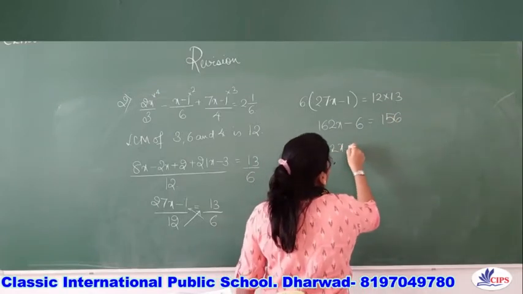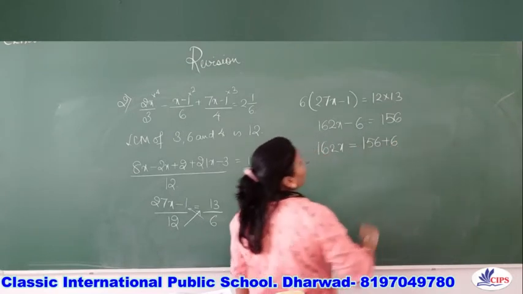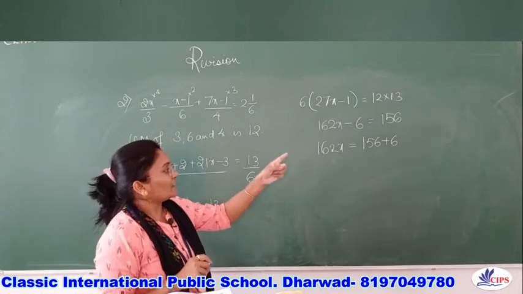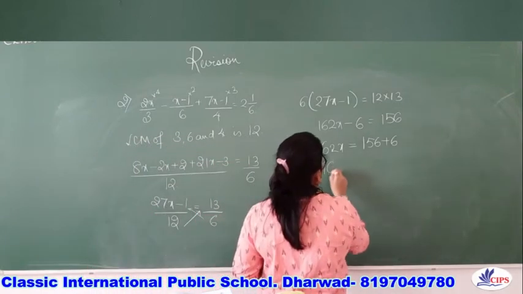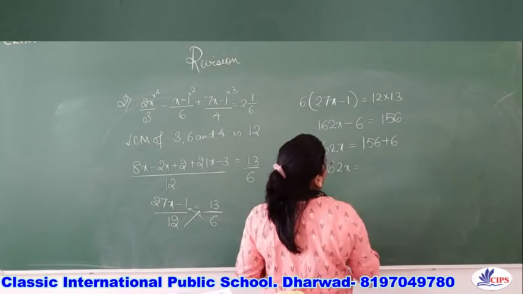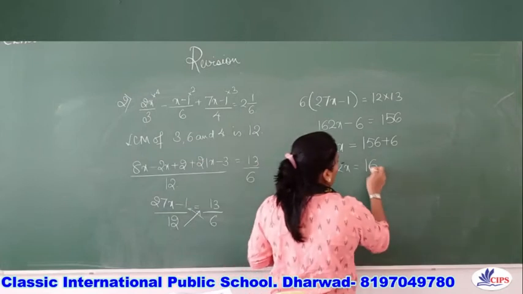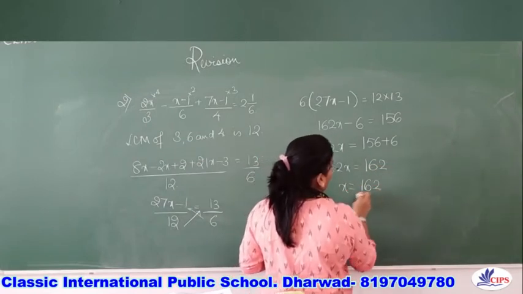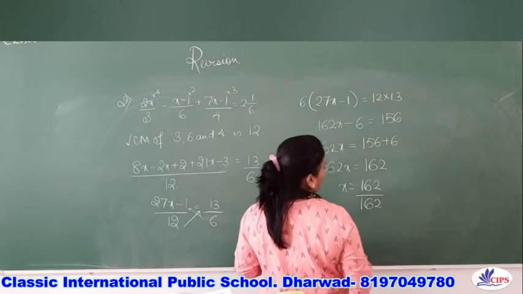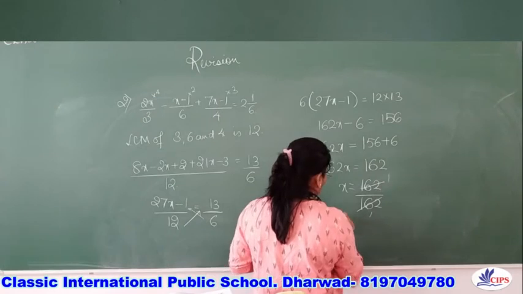162x is equal to 156 plus 6. I have shifted that minus 6 to the RHS, it becomes plus 6. Now here it is 162x is equal to, what is 156 plus 6? It is 162 only. So the x value will be 162 divided by 162. So what is the value of x? 1. So your x value is 1.